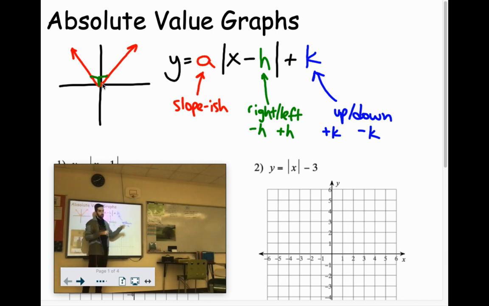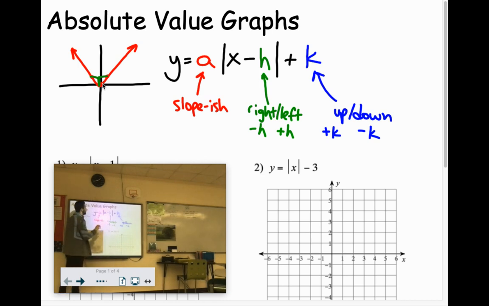The number outside afterwards that's being added or subtracted tells you how far up or down you're going to shift that absolute value graph. So if it's plus, you shift it up. If it's minus, you shift it down. Now, our default is to always just find that vertex and just go up 1 over 1 in both directions, and that creates our V.